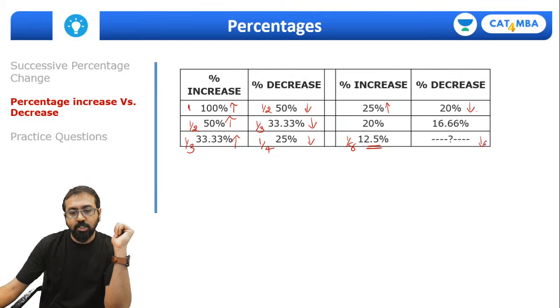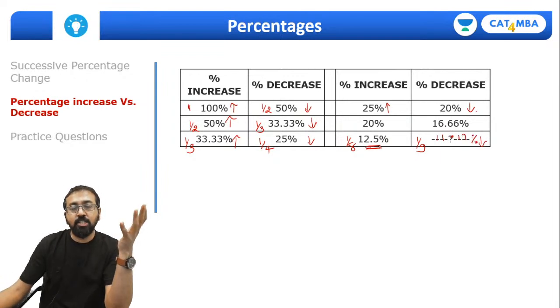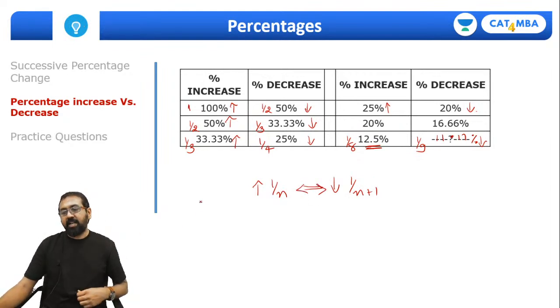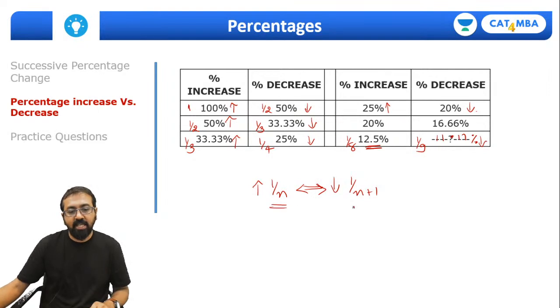So by how many percent should we reduce over here? Can I say we should reduce by 1 by 9? So 1 by 9 is equivalent to 11.11%. So a 12.5% increase will get cancelled off by an 11.11% decrease. Guys, have you all understood this? Okay, in fact, let me generalize this thing. In general, if I increase a value by 1 by n and subsequently decrease it by 1 by n plus 1, these two will cancel off each other, right? In terms of fractions, this is how we can understand.